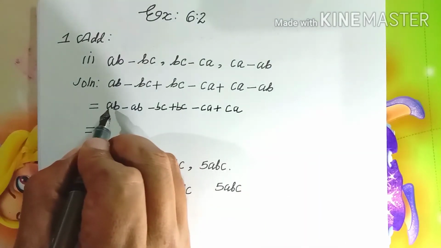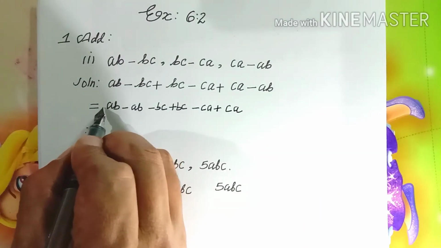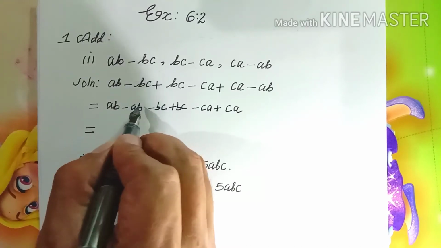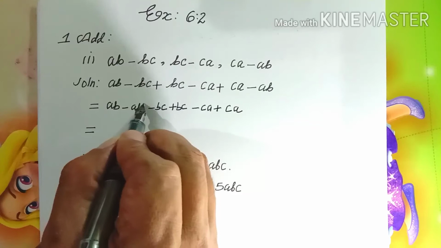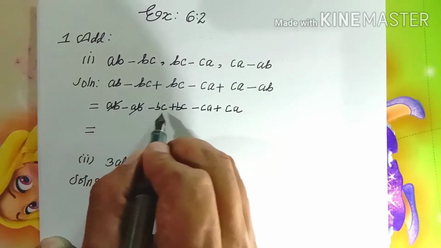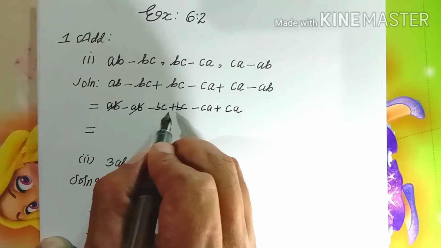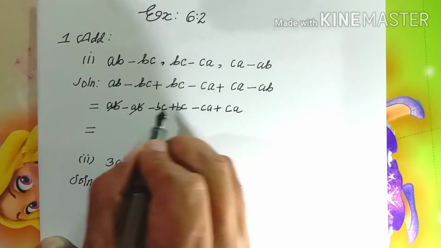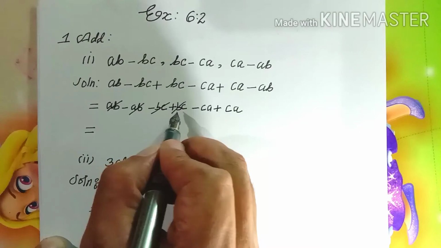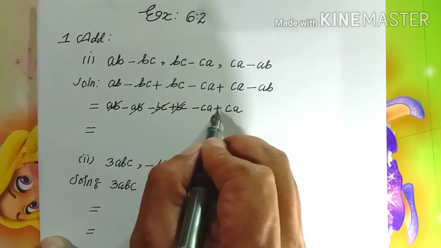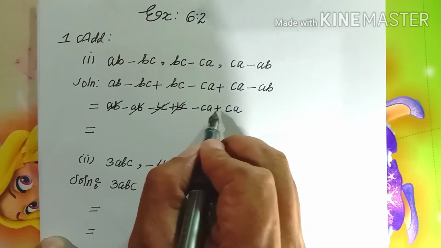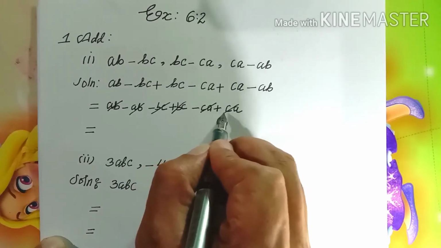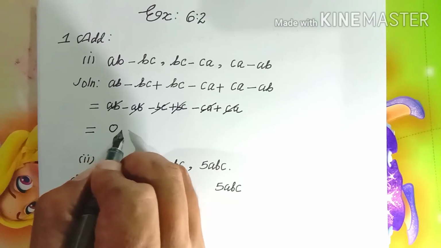Now we can see here the coefficient of AB is 1. Again here the coefficient of AB is 1. AB minus AB, that means 1 minus 1 will be 0, which means we can eliminate. Likewise, like terms we have grouped together. Minus plus will be minus. 1 BC minus 1 BC will be 0, we can cancel. Likewise here, minus plus will be minus. 1 CA minus 1 CA equals 0, which means we can cancel. So the sum will be 0.